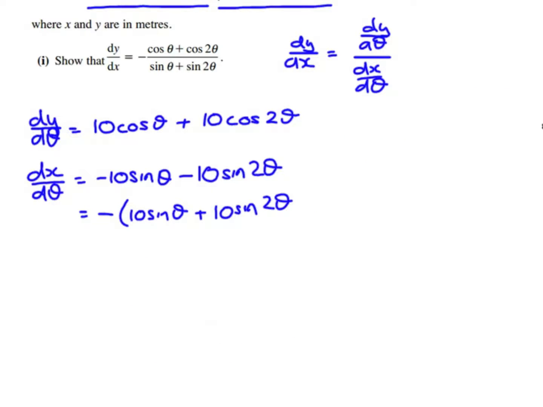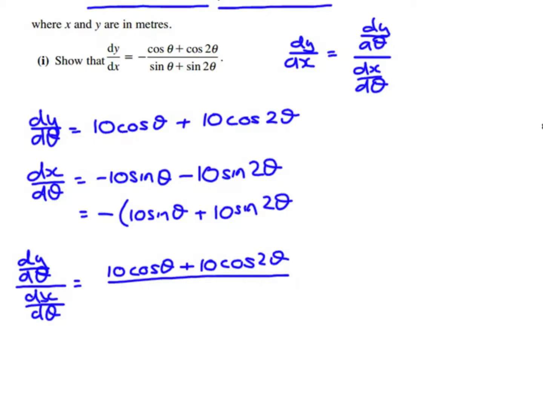Now all that remains is to divide these two quantities. And then to divide everything by 10. And this gives us what we were asked to find.